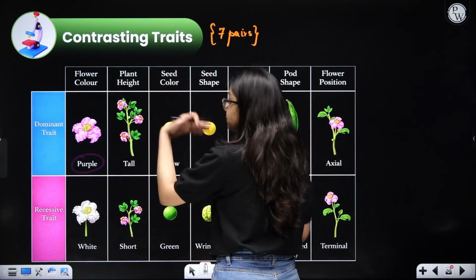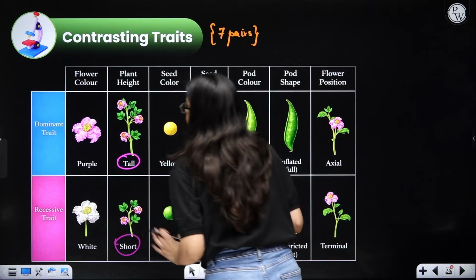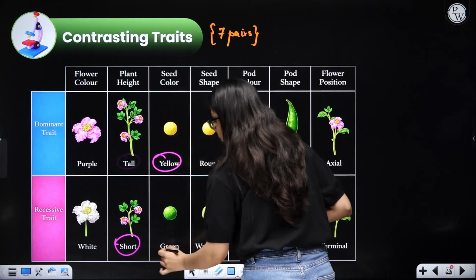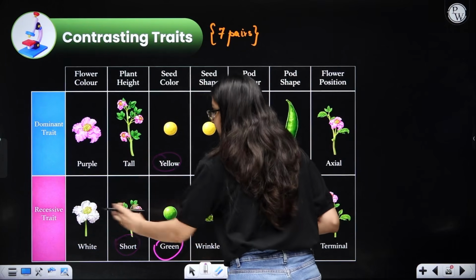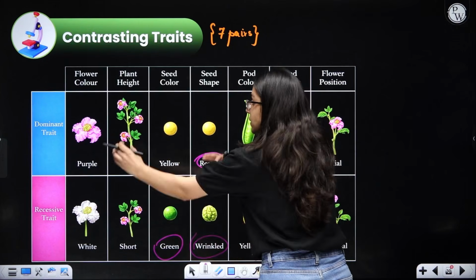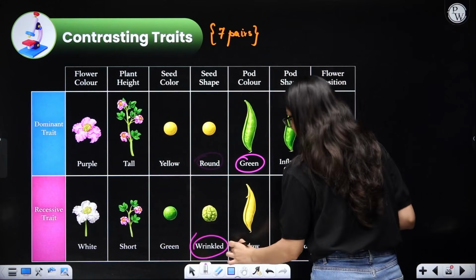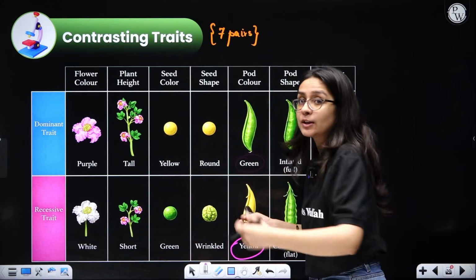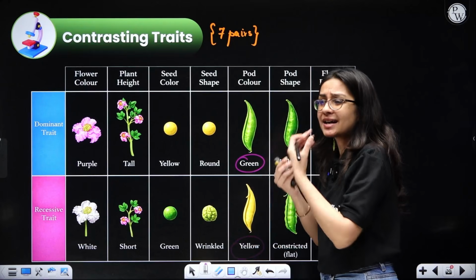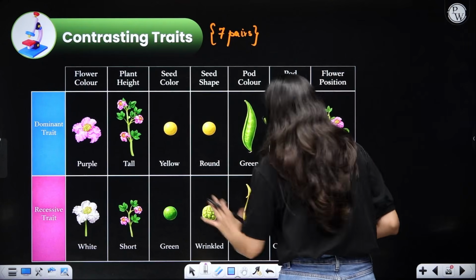Likewise, plant height could be tall or short. Tall is dominant, short is recessive. Seed color could be yellow or green. Yellow is dominant, green is recessive. Seed shape could be round or wrinkled. Round is dominant, wrinkled is recessive. Pod color could be green or yellow. You must have seen it when you buy peas, or if peas are left alone for a long duration, they turn yellow by themselves. Green is dominant, yellow is recessive.